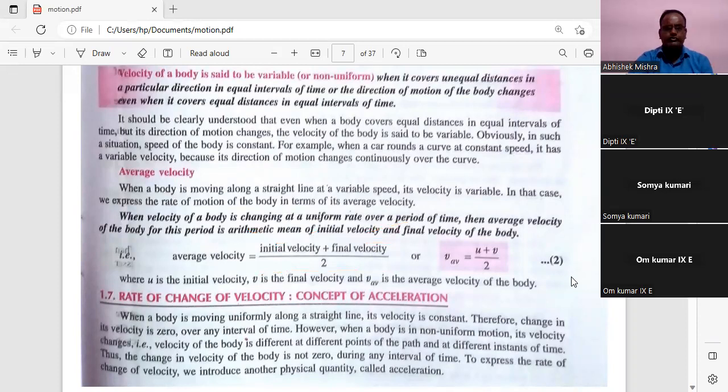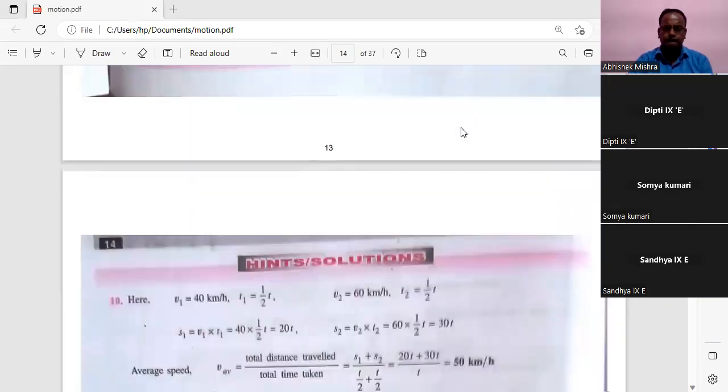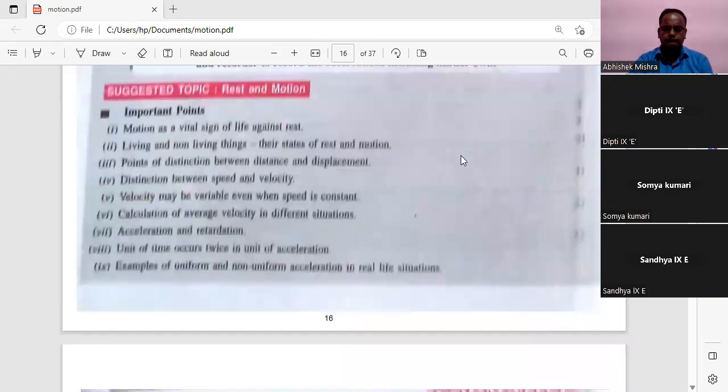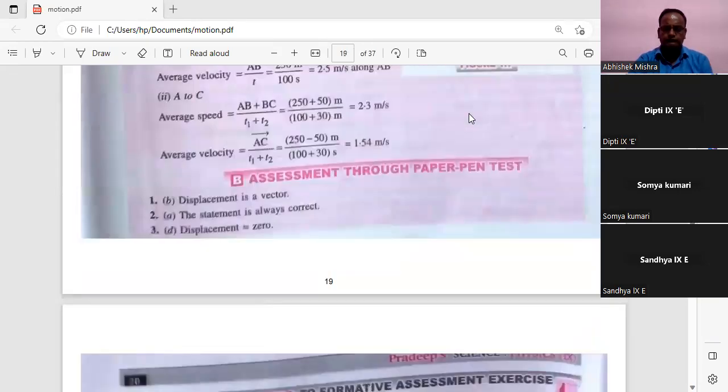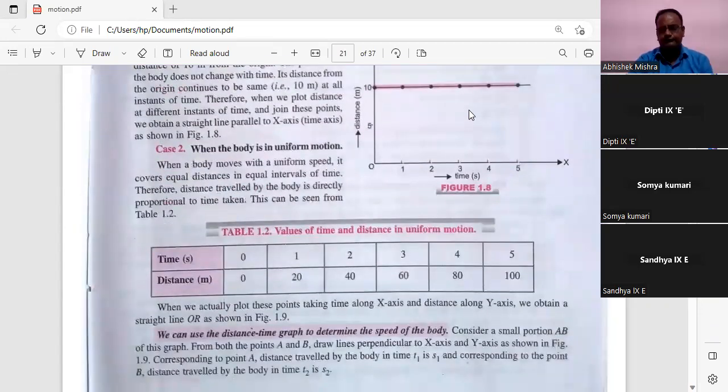Now, next question. I think Sandhya has again rejoined. Sandhya, you can unmute yourself. Sandhya, can you tell me what is acceleration? What is acceleration? Say, Sandhya, what is acceleration? When the velocity of a body is increased, the body is said to be in acceleration.